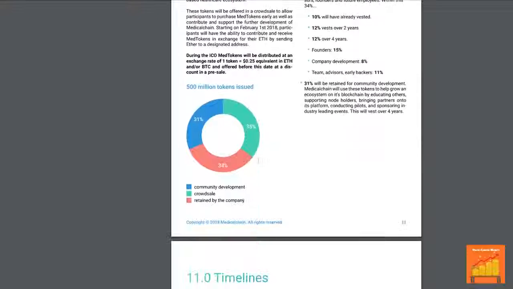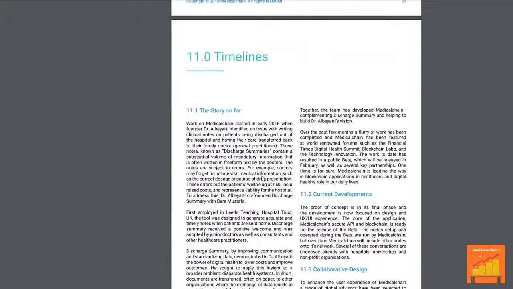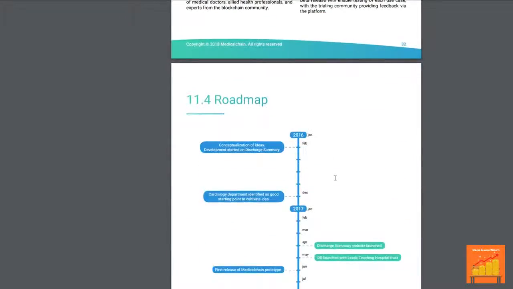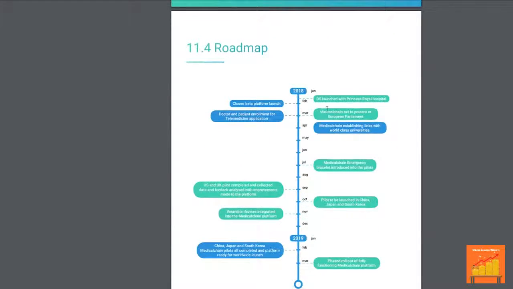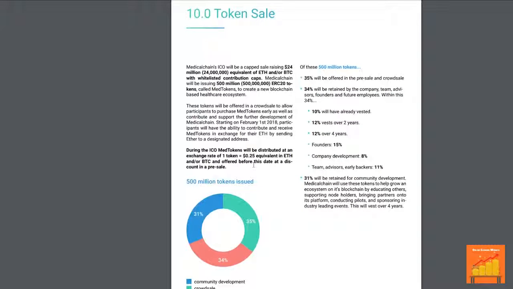Depending. Does it say anywhere in this page when it ends? Timelines. That sounds interesting. Current developments, collaborative design, roadmap. Why don't they have this roadmap on their website? There you go. 2018 roadmap. January, launch with Royal Princess Hospital. Interesting. Closed beta platform launch in February. Wearable device integration in November. What? Oh. Found another piece of information.